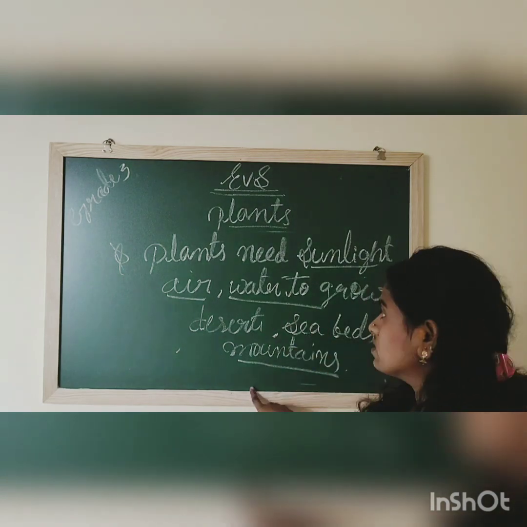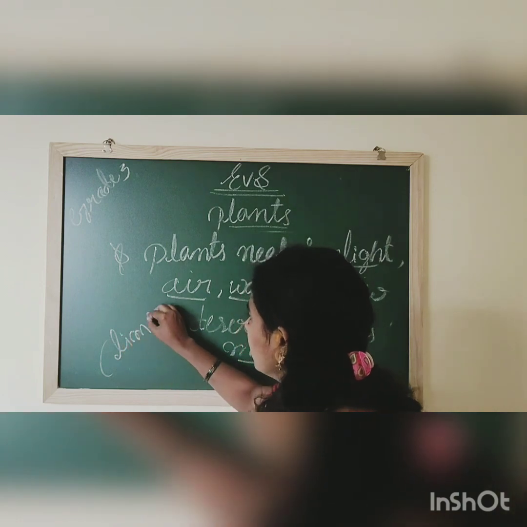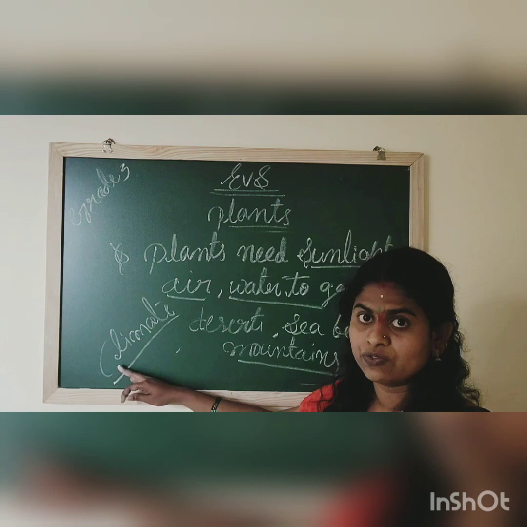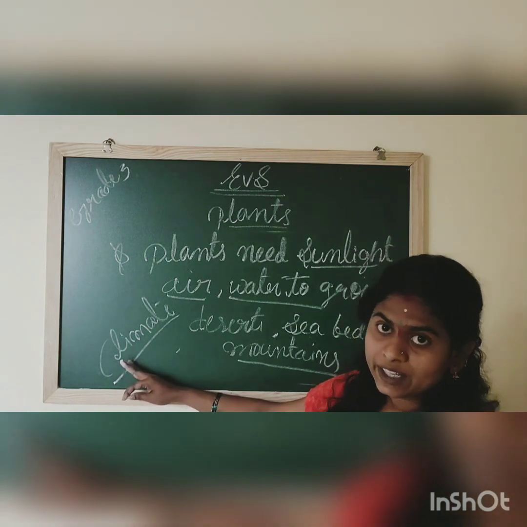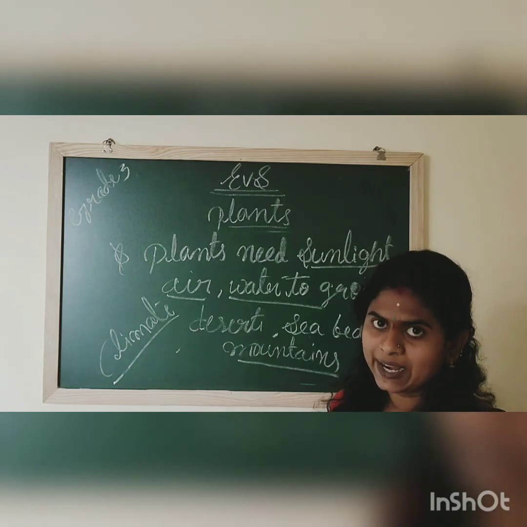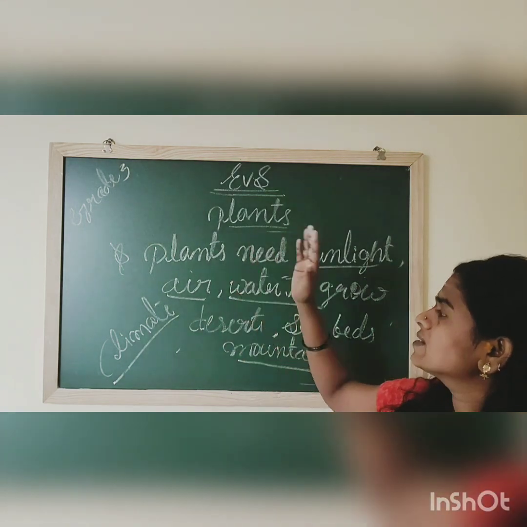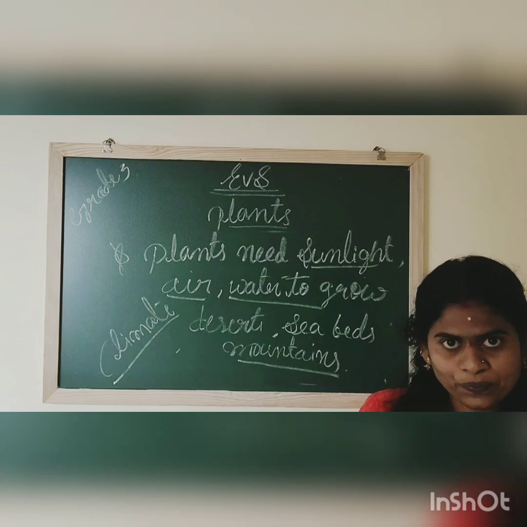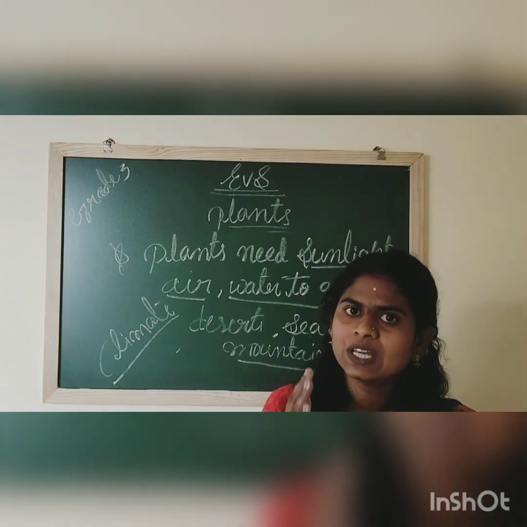Okay, why? Because of the climate. Climate is very important. Weather conditions, which include the temperature, rainfall, and kind of soil, are very important for growing plants. Understood? I'll repeat once again. Plants need water, sunlight, and air to grow. For the growing of plants, sunlight is very important.